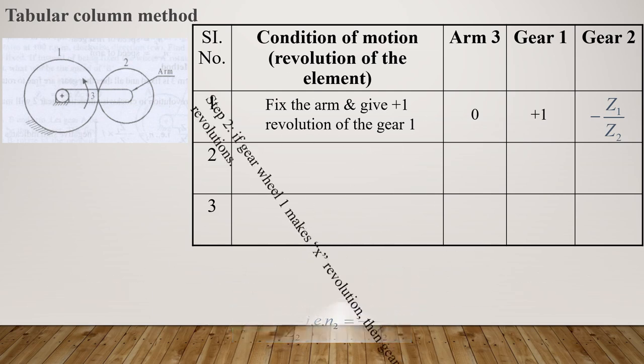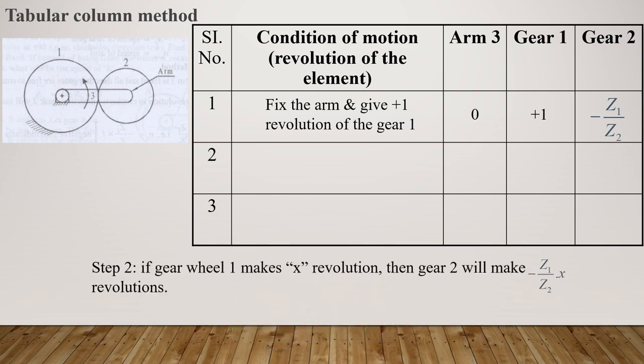Second step: whatever speed values you wrote in step 1, multiply x to that. That means you are increasing this revolution by x value. Initially you had a fixed arm, now you are increasing its speed by x. So if it is 0, when you multiply x, it will again be 0. The second step is multiplying x. So 1 into x, so minus z1 by z2 into x. This is the expression you are going to get.